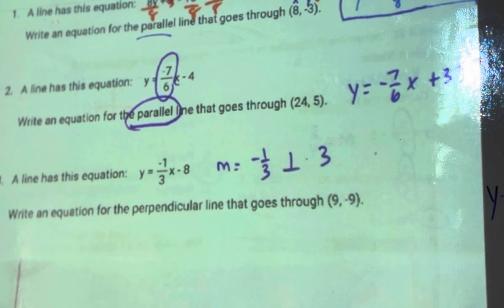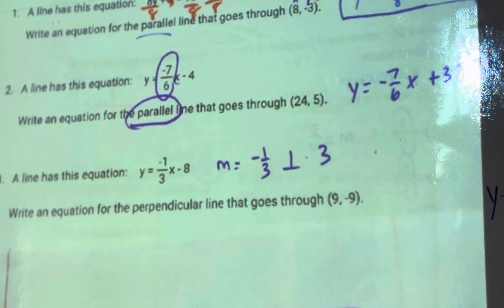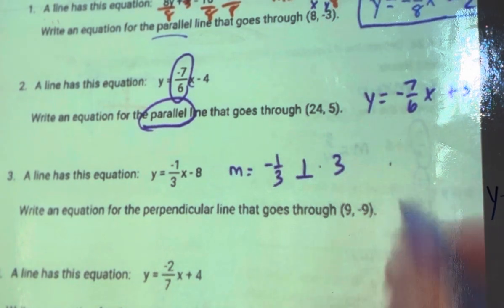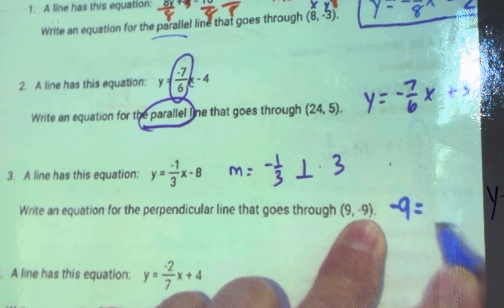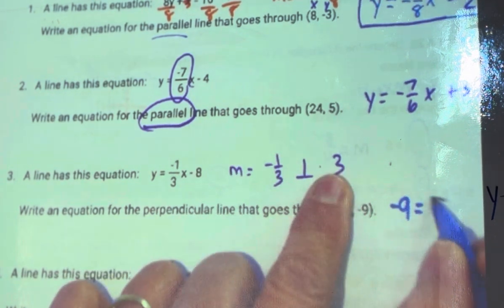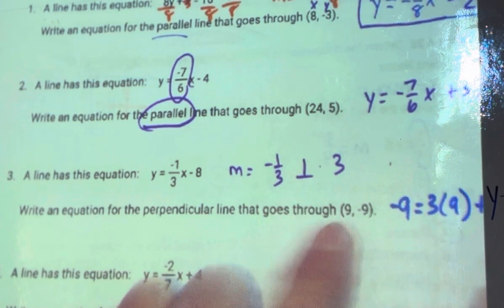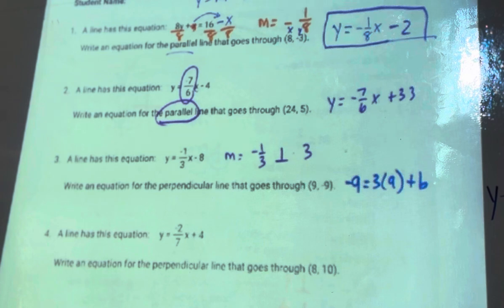Okay, so y equals mx plus b. So my y is what? Negative 9. Let's see if we can do it on here. So we have y is negative 9. So negative 9 equals my m, which is 3, times x, which is 9, plus b. So 3 times 9 is 27.